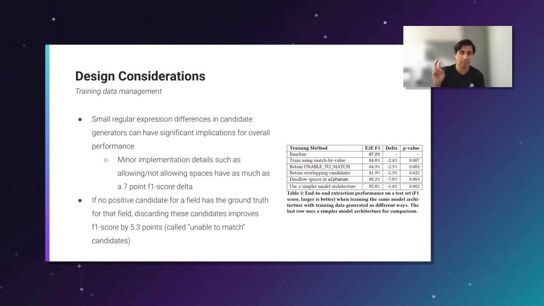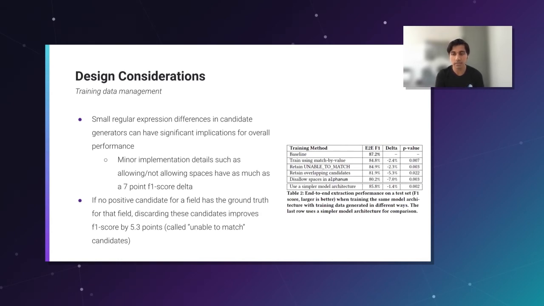They call these unable to match documents, where including them in the training set just causes more complications and makes the problem fuzzier. So all these are pretty significant F1 score deltas. And the important comparison that the paper makes, I think the overall point of the paper, is that all these deltas, training using match by value, retaining unable to match candidates, retaining overlapping candidates, and disallowing spaces in an example candidate generation function, all have significantly higher deltas than using a simple model architecture.